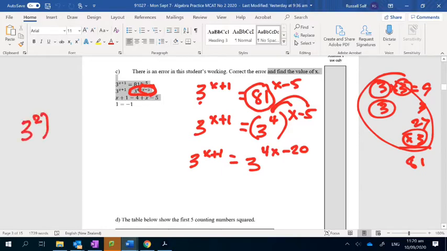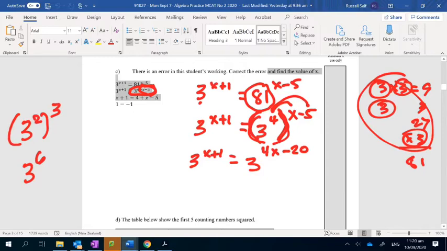Remember, if you had 3 to the 2nd raised to the 3rd, that's the same as 3 to the 6th. You just multiply the exponents. And if you use brackets, that would tell you that, because what does the bracket always mean? Multiply, right?